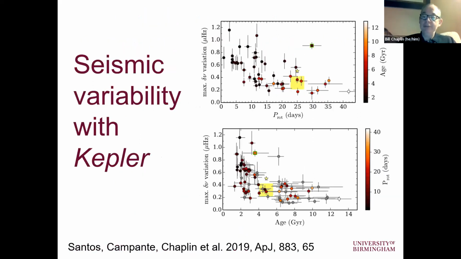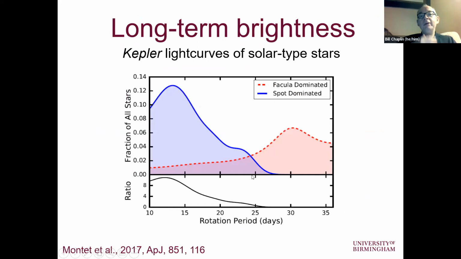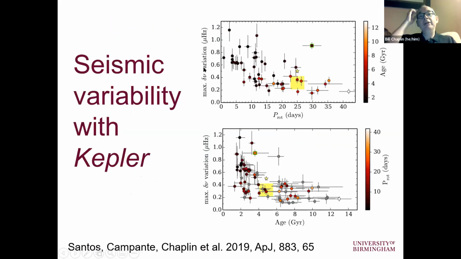So what that suggests then, if we come back to here, remember what we're seeing here, is we see most of the seismic variability in stars with shorter rotation periods, not the long rotation period stuff. Again, stars that are younger, not older. This sort of ties in with this picture here. Again, remember here that it's the spot dominated stars that are the more rapid rotators. The facular ones are the longer period rotators. The seismic variability we're seeing is all in the shorter rotation period stuff.